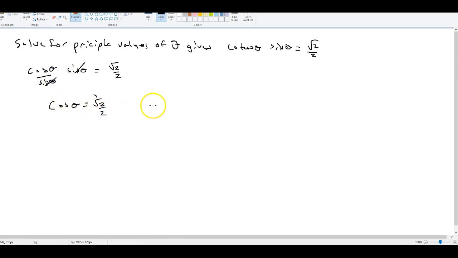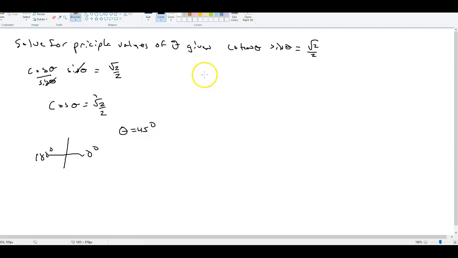Now I'm solving for principal values. So I go, I need all the answers that are between 0 degrees and 180 degrees. And I know, since there's only one answer here, I'm only going to need to find one solution. Cosine is positive, so positive in the first quadrant. √2 over 2 is 45 degrees. So my answer would be theta equals 45 degrees.